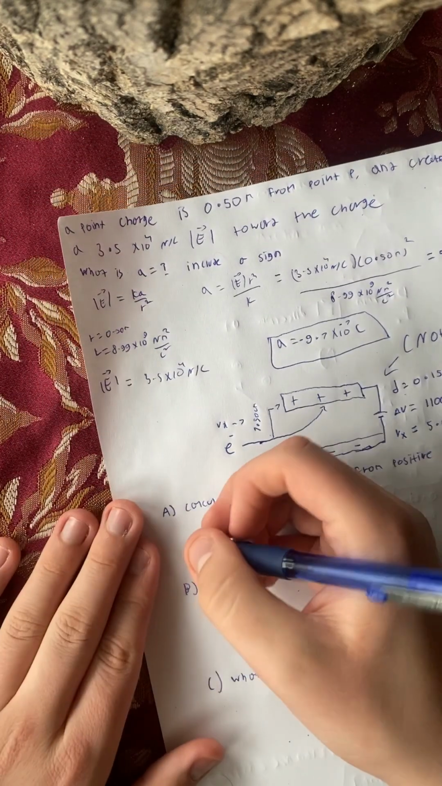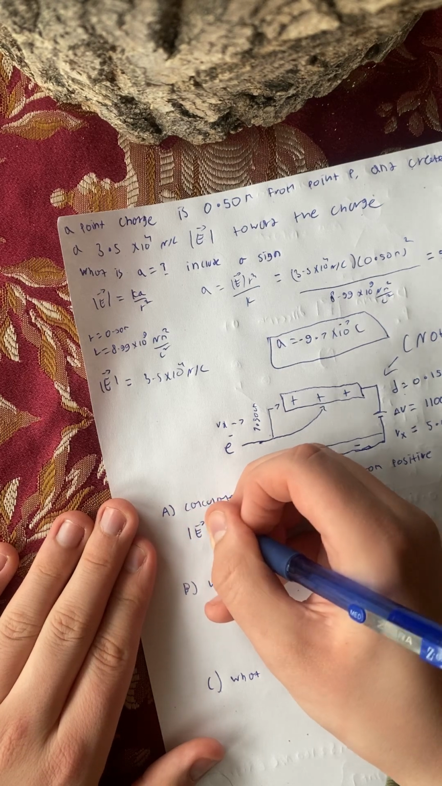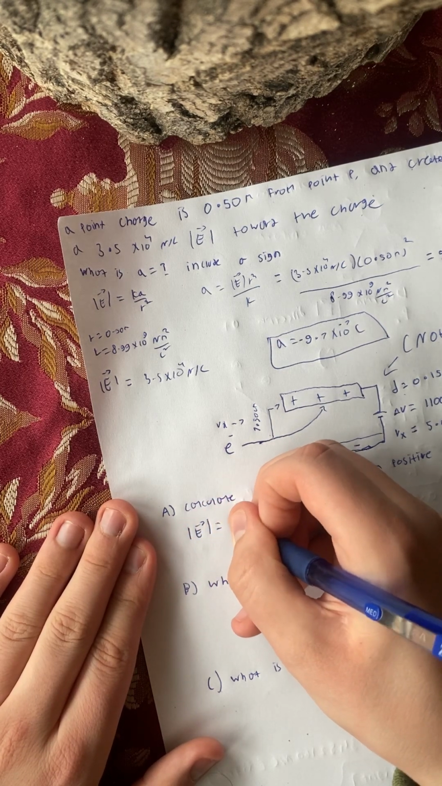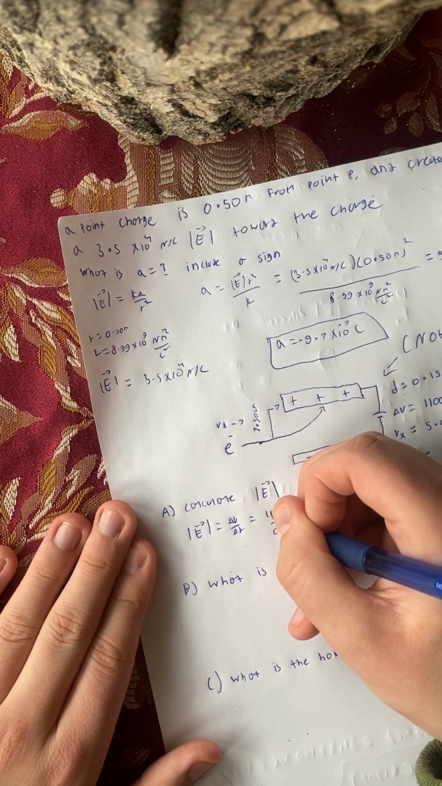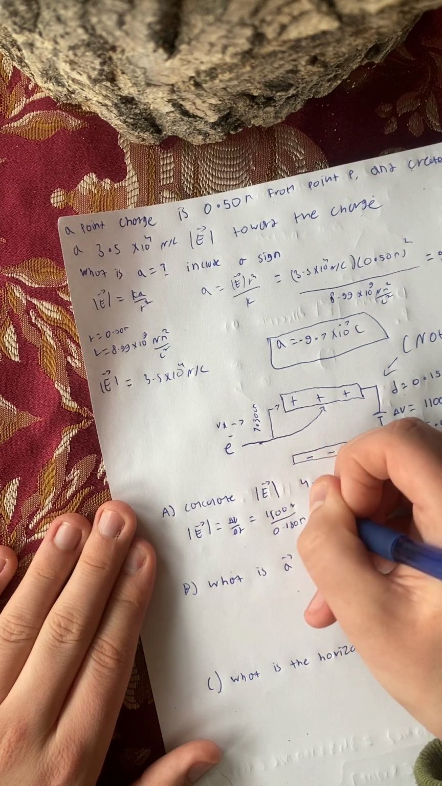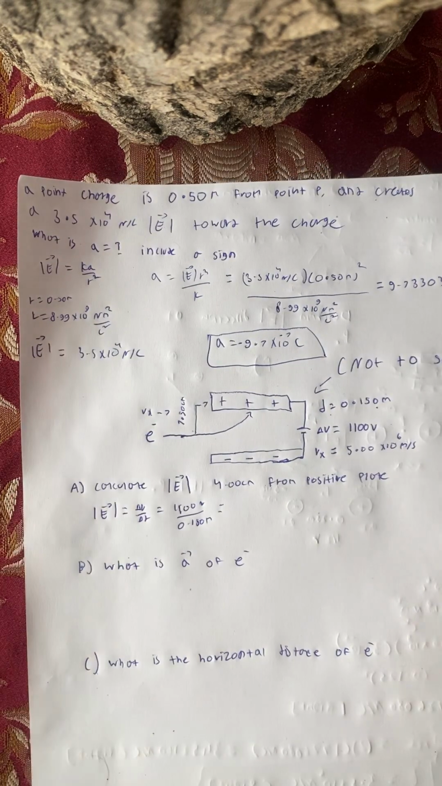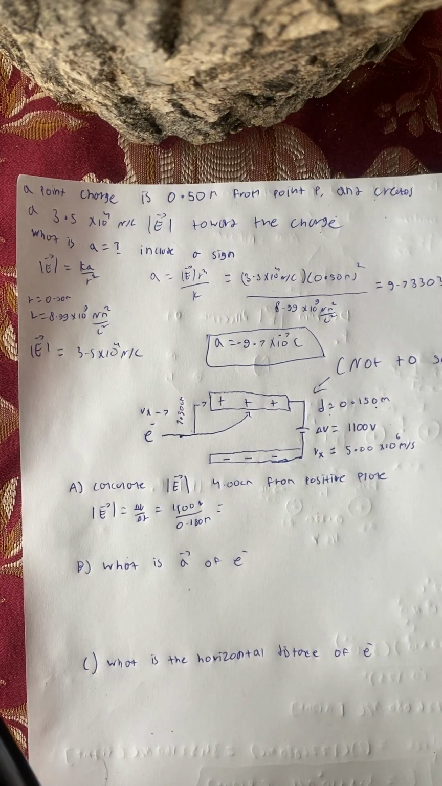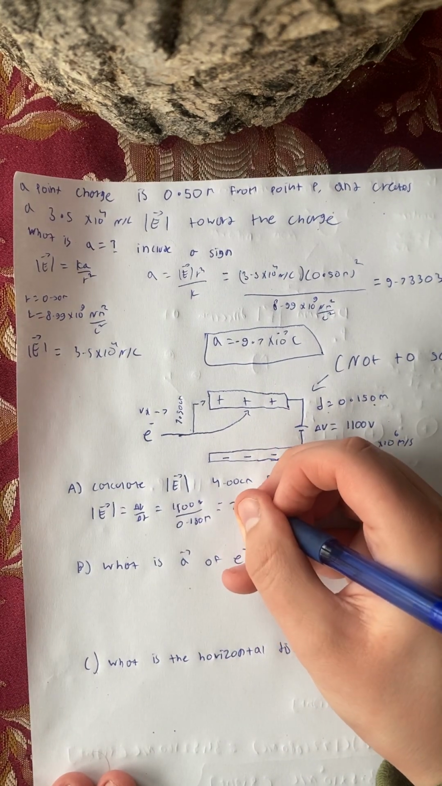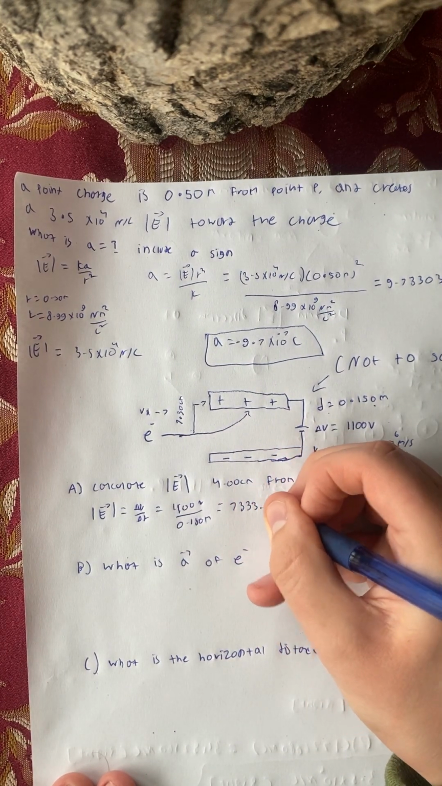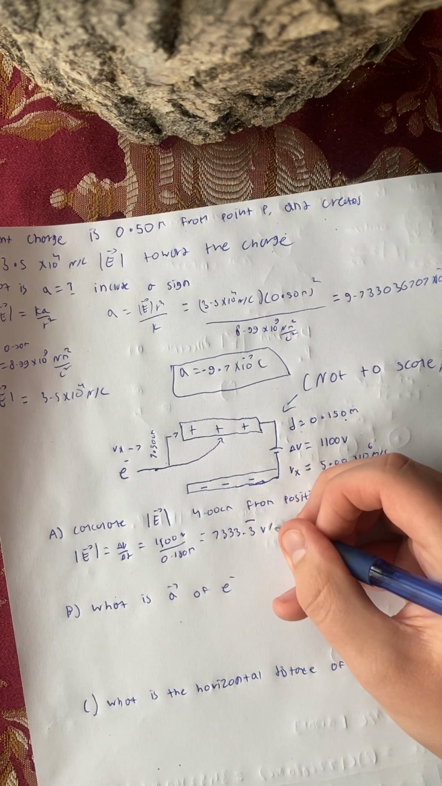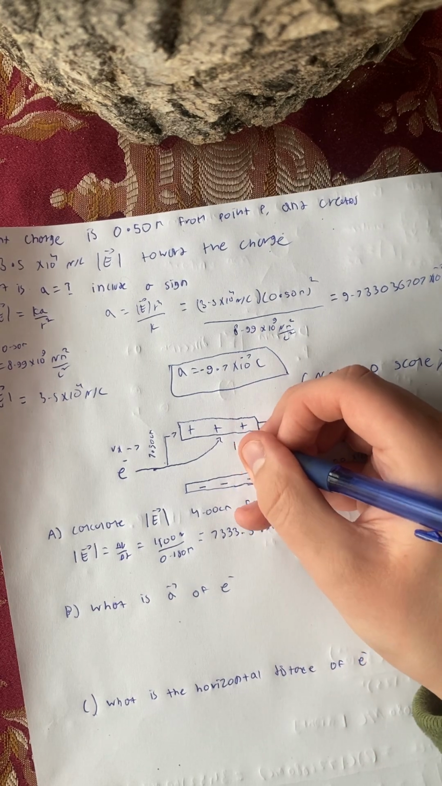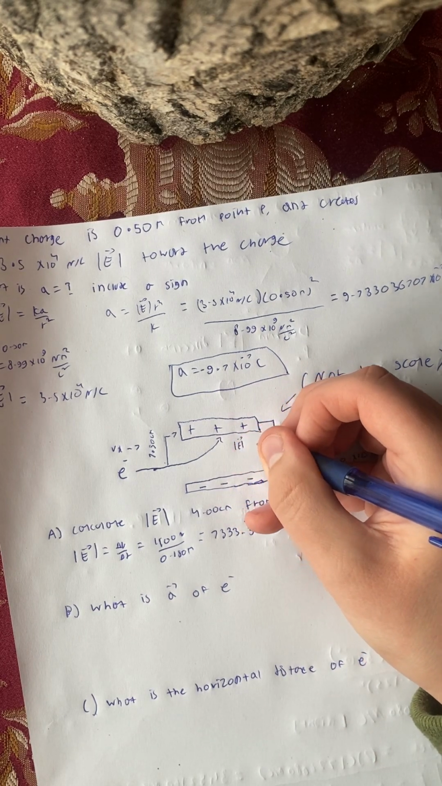So you can just say electric field equals the change in voltage over the change in distance, which is equal to 1100 volts divided by 0.150 meters. And then plugging this in your calculator, we get that it's 7,333.3 repeating volts per meter, and the electric field strength is down.